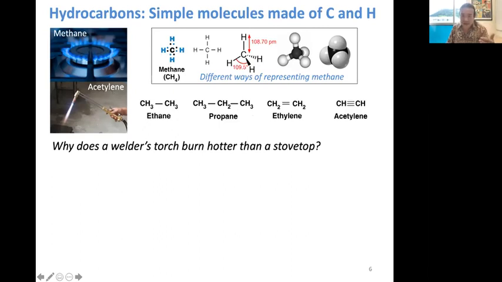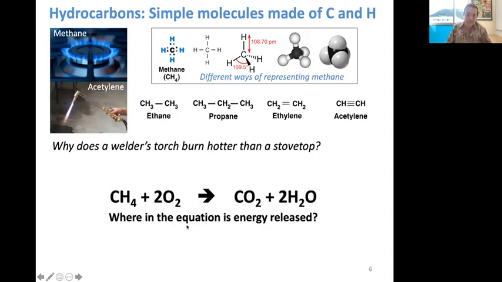So acetylene in a welder's torch burns a lot hotter than a stovetop. A welder's torch has to melt metal. Obviously, the methane on your stove is not melting the metal of your cooking pot. But why does that happen? Here's methane, here's acetylene. What's going on? So let's think about it this way.